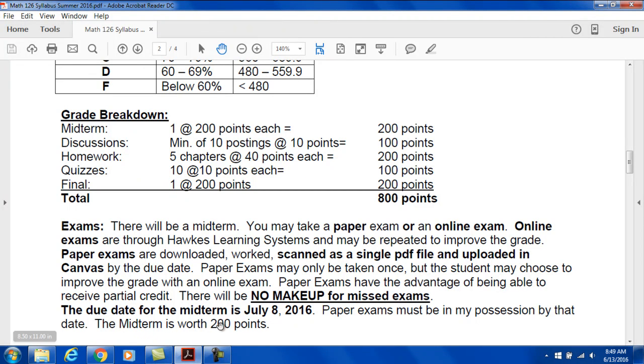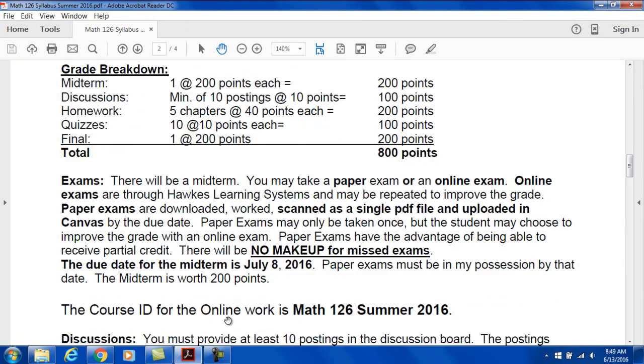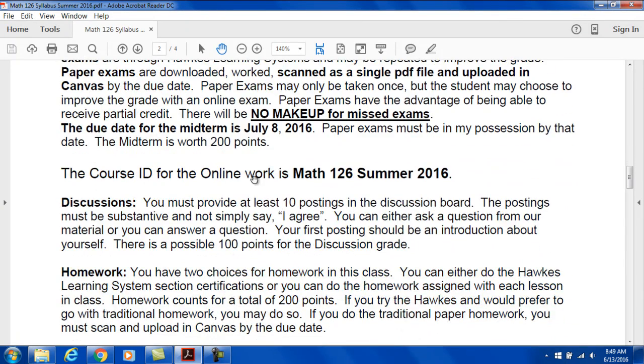The due date for the midterm is July 8th, 2016. Paper exams must be in my possession by that time. The midterm is worth 200 points. Course ID for the online work is Math 126, Summer 2016.